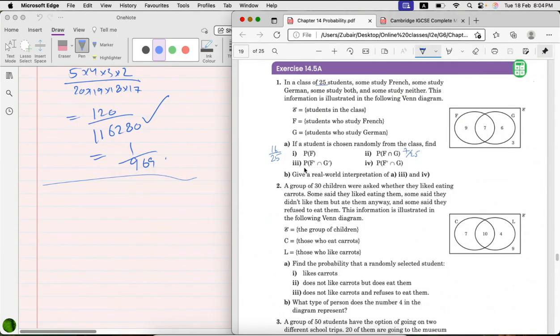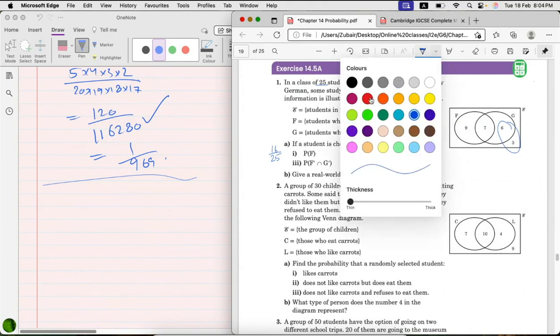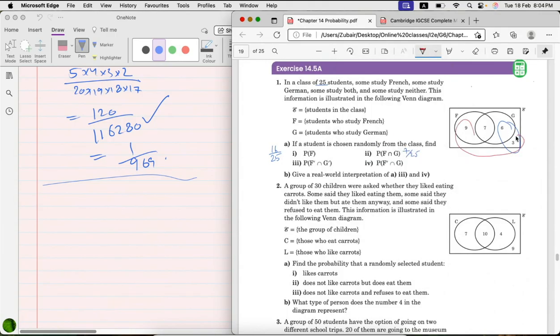Third says probability F complement intersection G complement. So when I'm talking about F complement, these are the two areas. And when we talk about G complement, other than G, these are the two. So what's common in them, the intersection part common in this blue and red circle is only 3. So these are 3 out of 25. And then the last one is F complement, which is 6 and 3, intersection with G, let's say G is these two. So the overlapping part is only 6 out of 25.